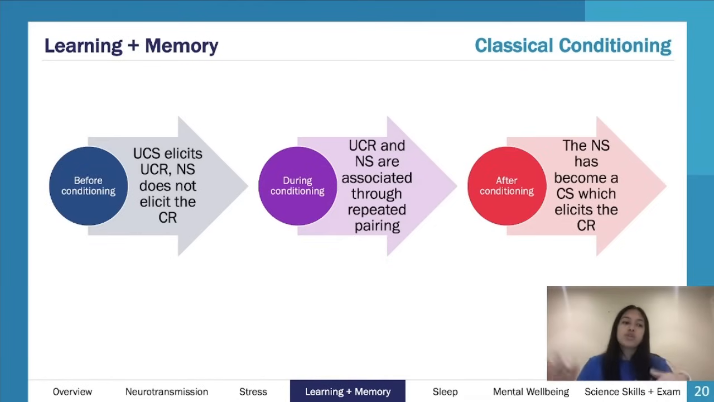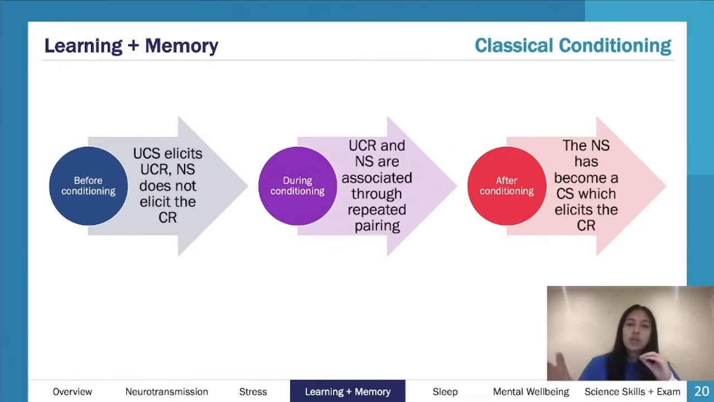A second little interaction that you have is that your neutral stimulus doesn't do anything. So you present food to a dog, the dog is going to salivate. If you present a bell to a dog, the dog will just sit there, there's no instinctive response that comes in reaction to that. So that's that idea there.